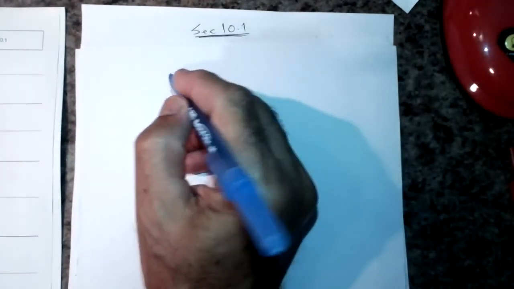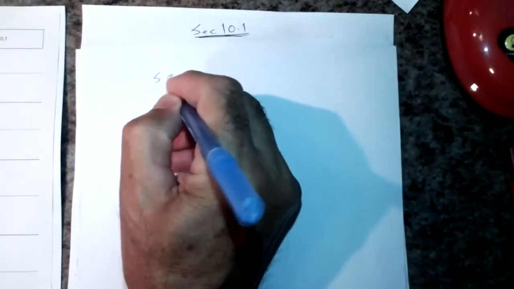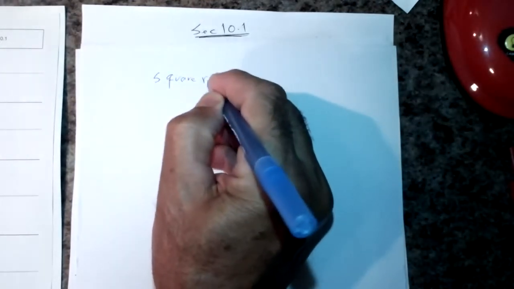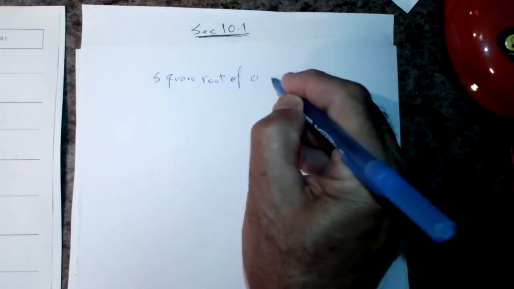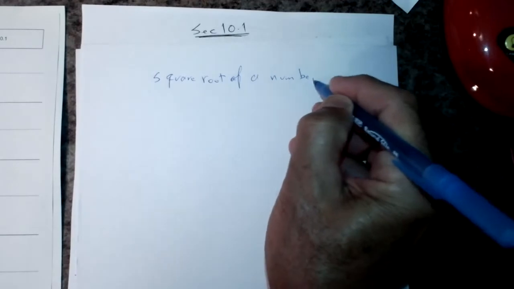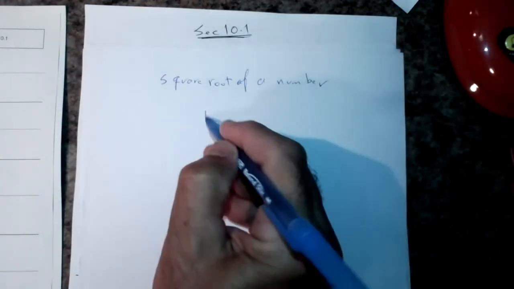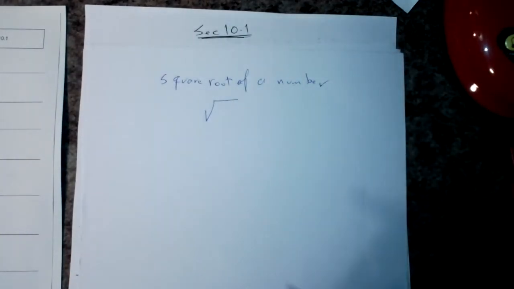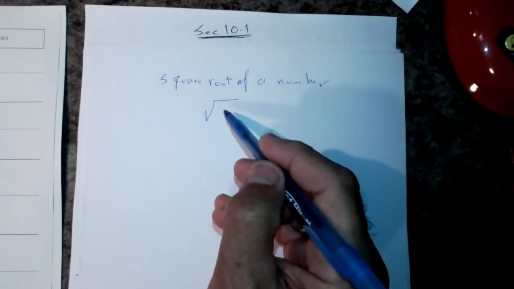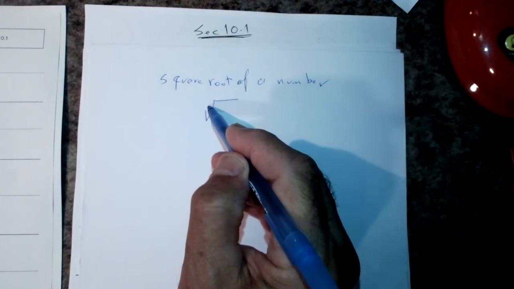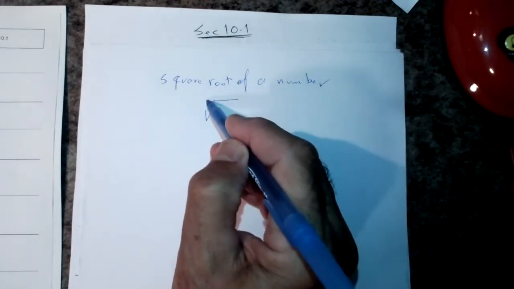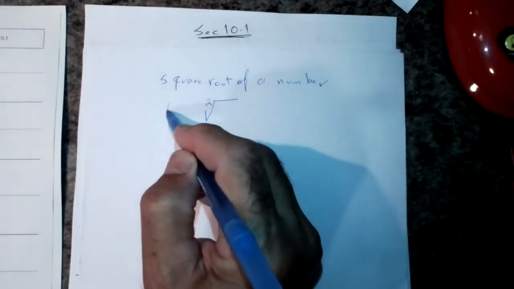Like when you want to take a square root of a number, this is the symbol we use. This is a radical, and the number we put here, they call it the root. Let's say the root is 2.